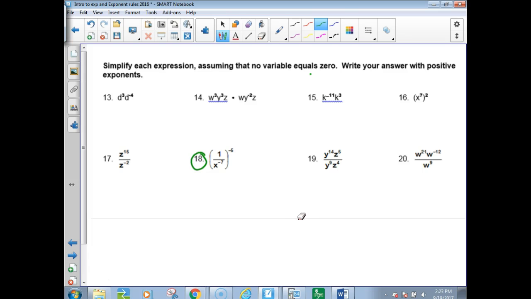I would just apply the power, because then you're going to be done. Because what is 1 to the negative 6? Anything, 1 to anything is 1, okay? And then if you apply the negative 6 times the negative 7, you get x to the 42nd. This is just 1 over x to the 42nd.